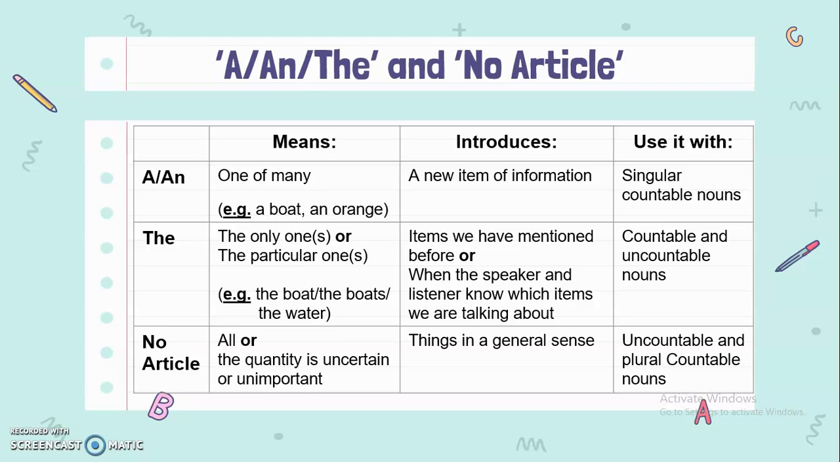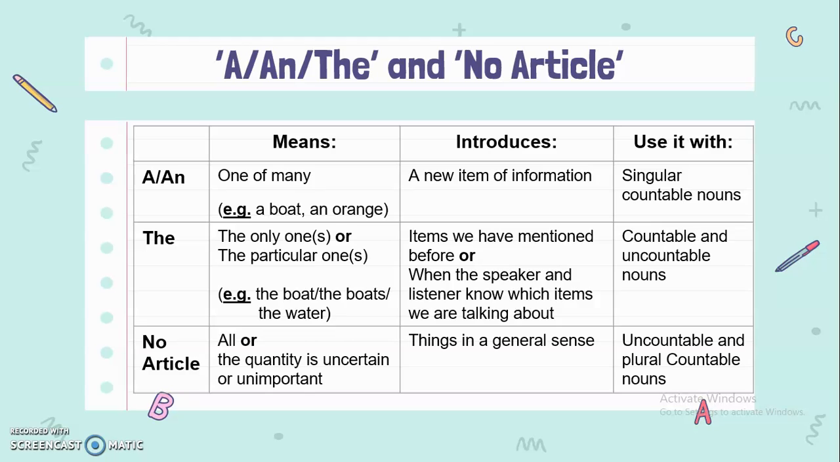So first, a and an. This means you use a and an to say one of many. Example: I bought an orange. Always remember that you use a when a word starts with a consonant sound. You use an when a word starts with a vowel sound. This is the rule. These articles introduce a new item of information, any item of information, so you use them with singular countable nouns.